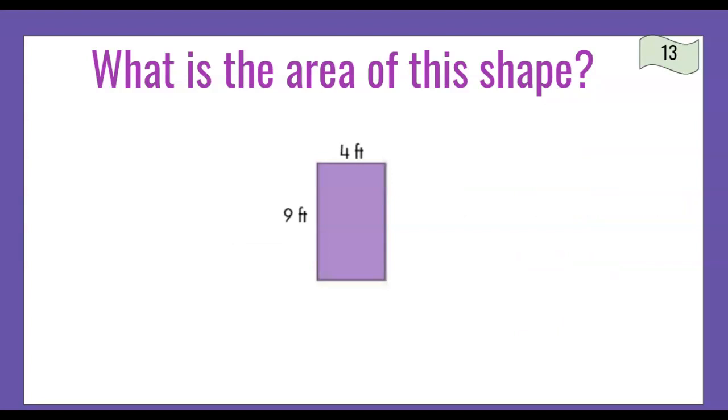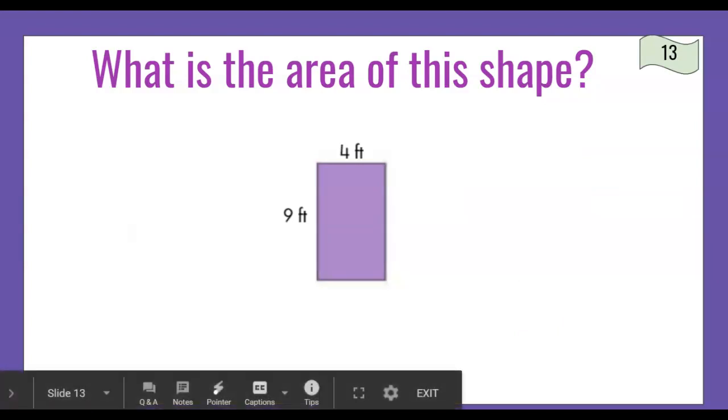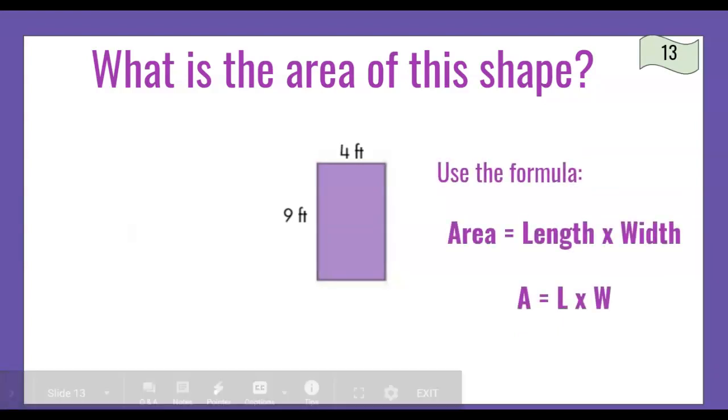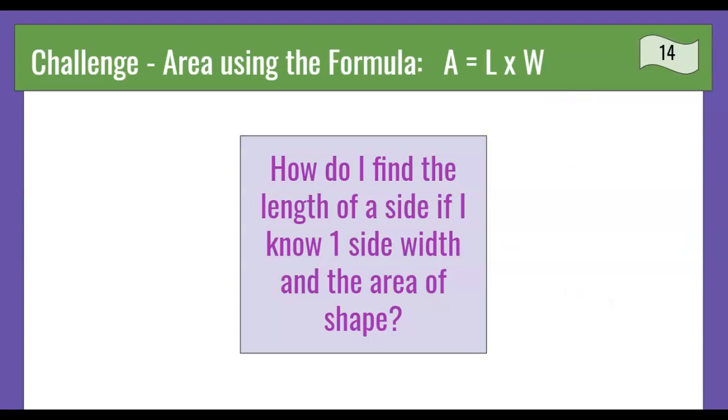And here's our final practice. One side is 4 feet, the other side is 9 feet. Again, use the formula area equals length times width. Well, how do I find the length of a side if I know one side width and the area of the shape, but I don't know the other side? This is your challenge for today.